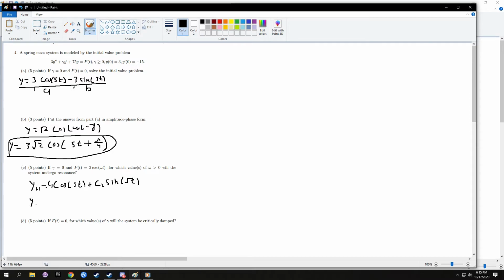Okay, so y particular would equal, well, we know the guess would be a cosine of 5t plus b sine of 5t. So what does this mean? That means the omega, so actually I just gave it away. I jumped ahead of myself, my apologies. This is the correct answer, but I'm going to explain why.